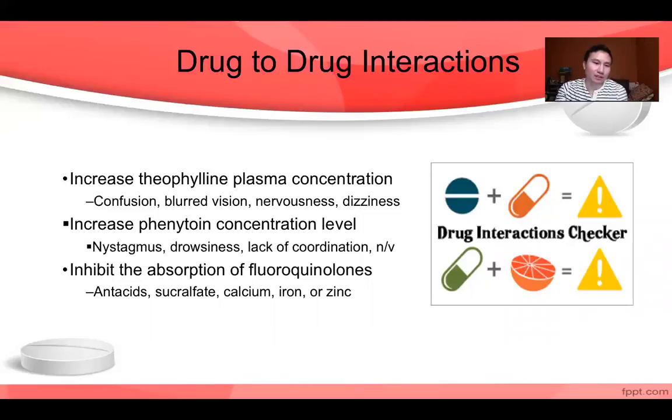Drug-to-drug interactions. If you take it with theophylline, it can increase the theophylline plasma concentration, which can be toxic and cause confusion, blurred vision, nervousness, and dizziness. Also, if you take this medication with Dilantin, it can increase the Dilantin level and cause symptoms such as nystagmus, drowsiness, lack of coordination, nausea, and vomiting. Like I said too, some supplements influence the absorption of fluoroquinolones, such as sucralfate, calcium, iron, zinc, and antacids.